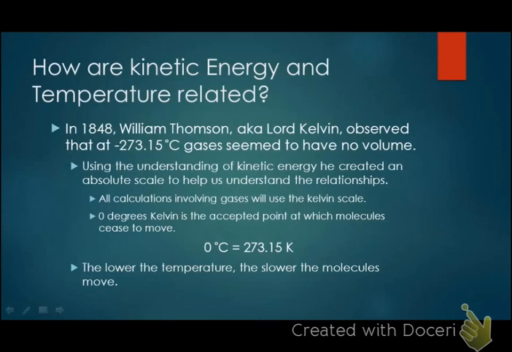Using this understanding of kinetic energy, he created an absolute scale that we use to this day. It says that at negative 273.15 degrees Celsius, or 0 degrees Kelvin, this will be the point that the molecules stop moving. So the lower the temperature, the slower the molecules will move. The higher the temperature, the faster the molecules will move. We'll have to convert back and forth a good amount between Kelvin and Celsius, because all of our gas law calculations will have to be done in Kelvin.